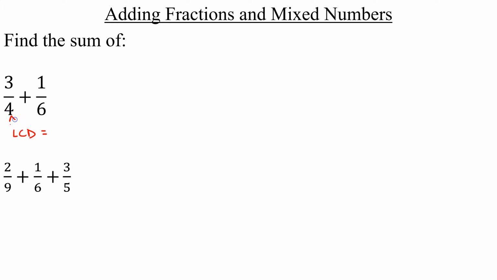4 breaks up into 2 times 2, and 6 breaks up into 2 times 3. So for our LCD, we're going to take 2 2's and a 3. So 2 times 2 times 3 gives us 12. So our denominator is 12.